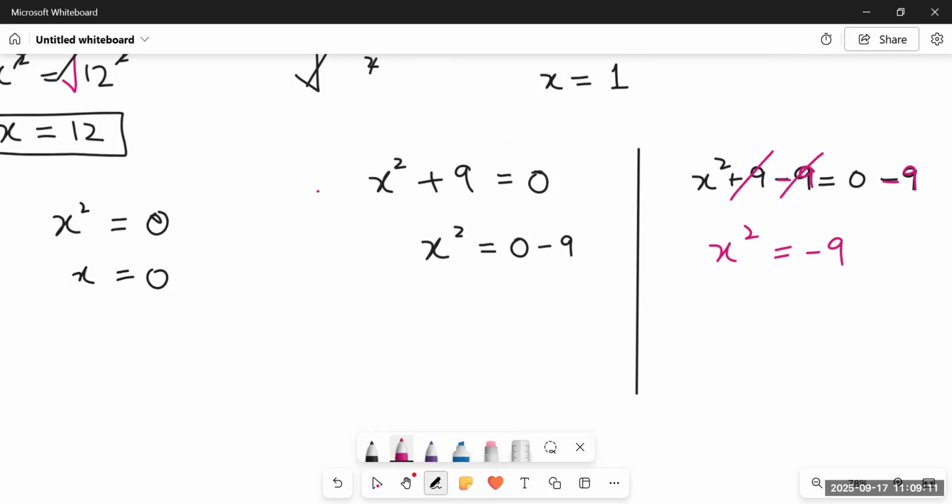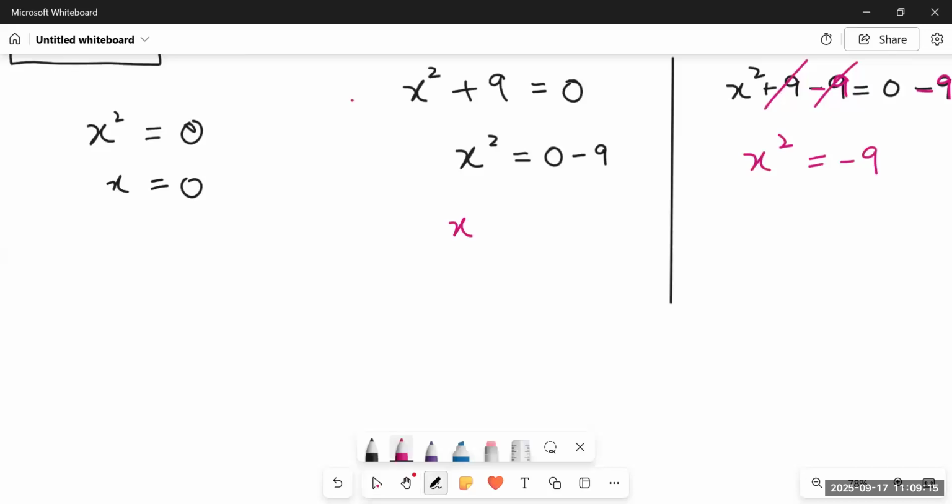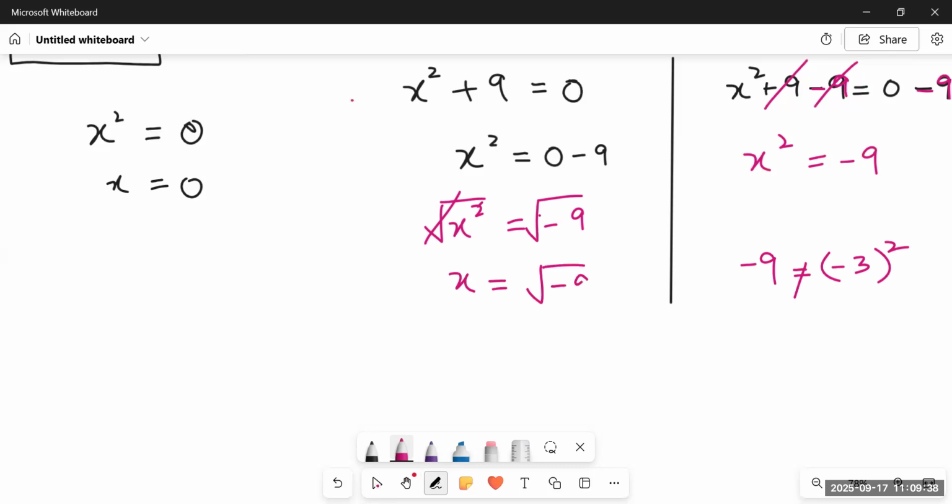Now we know that if we take the square root on both sides, what will happen? We know that minus 9 is not the square of minus 3. No. So we cannot write minus 3 to the whole square over here. What should we do now? We will write it over here as x is equals to under root minus 9 as it is. And we will write this is not a real number.